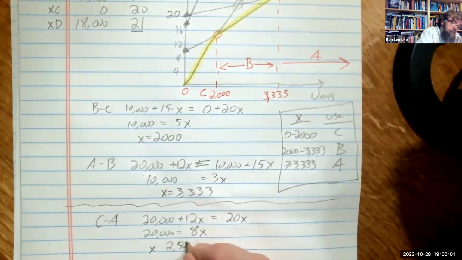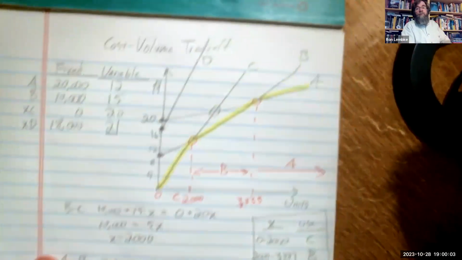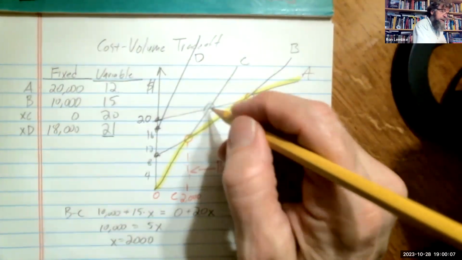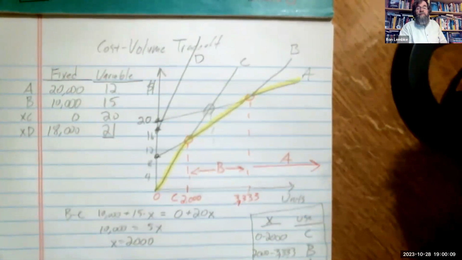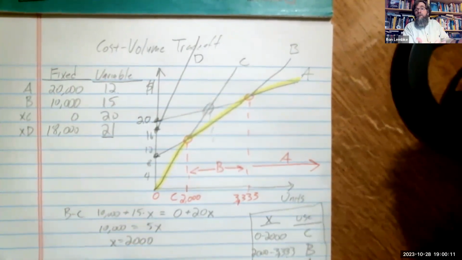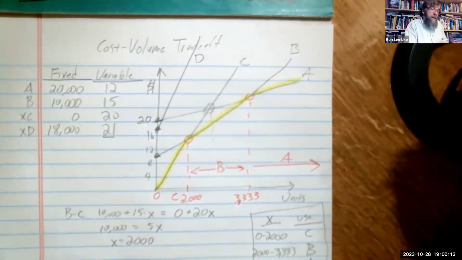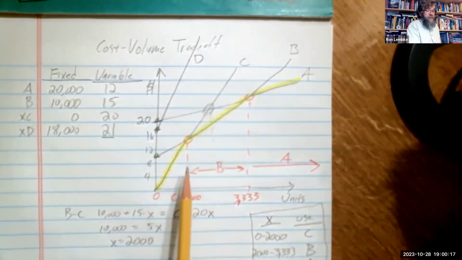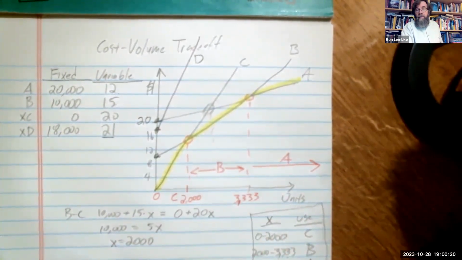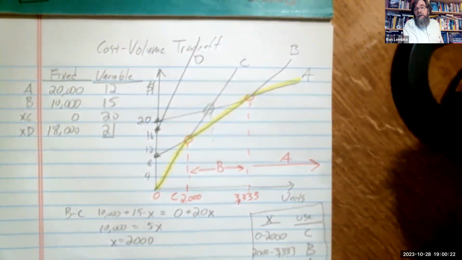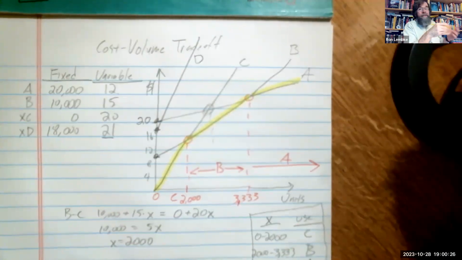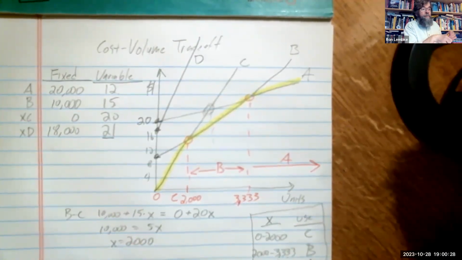So 2,500. So let's go back to our picture here. The breakpoint between C and A is at 2,500. So what do I think I proved by doing that? I proved that the breakpoint here is at 2,500 and it's between 2,000 and 3,300. So the drawing is maybe not perfectly to scale, but it's topologically correct, if I could say it that way. Like the structure of it is correct.